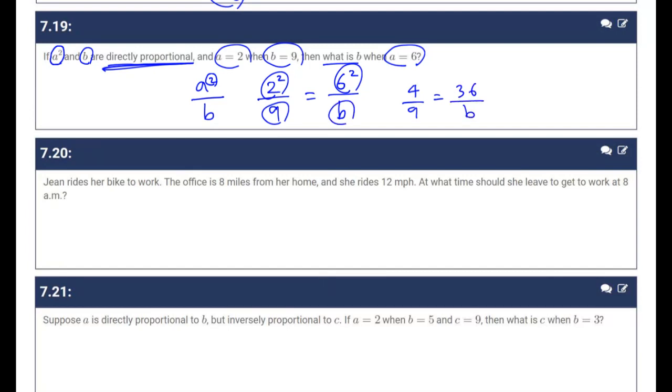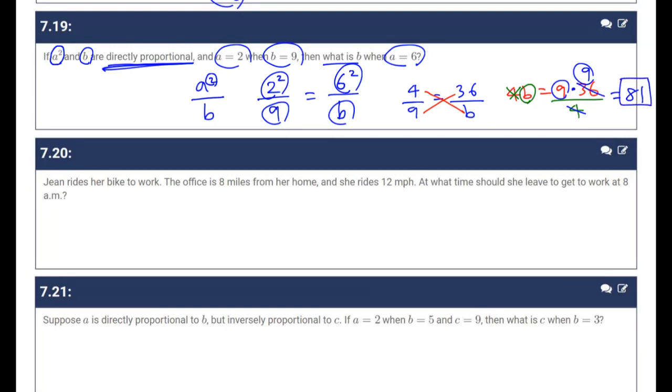So cross multiply says 4 times b should equal 9 times 36. Well, I divide both sides by 4 to leave b alone, because that's what we have to find. And since this is multiplication, I can reduce one by one. 4 goes in there 9 times. So the answer is 9 times 9, 81. That is the b value.